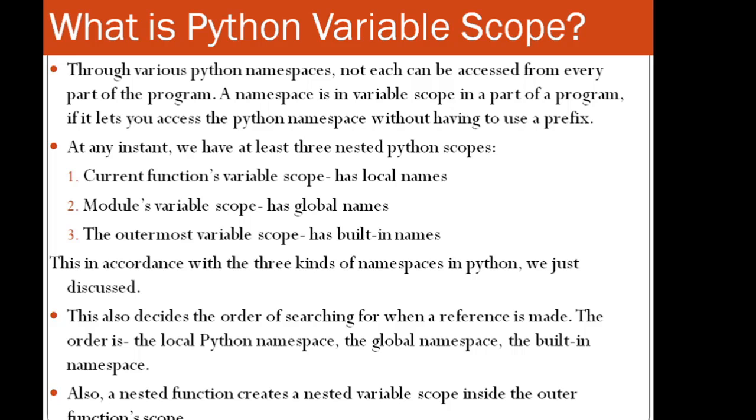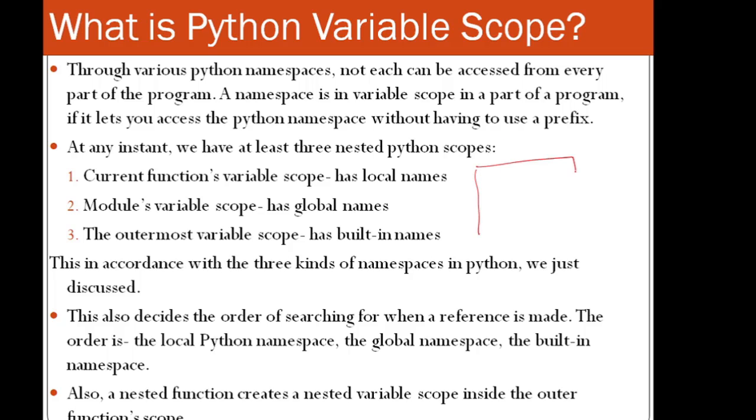So now, what is Python variable scope? Though there are various Python namespaces, not each can be accessed from every part of the program. A namespace is in variable scope in a part of a program if it lets you access the Python namespace without having to use a prefix. At any instant of time, we have at least 3 nested Python scopes: innermost function variable scope, local names; module variable scope, global names; outermost variable scope, built-in names.